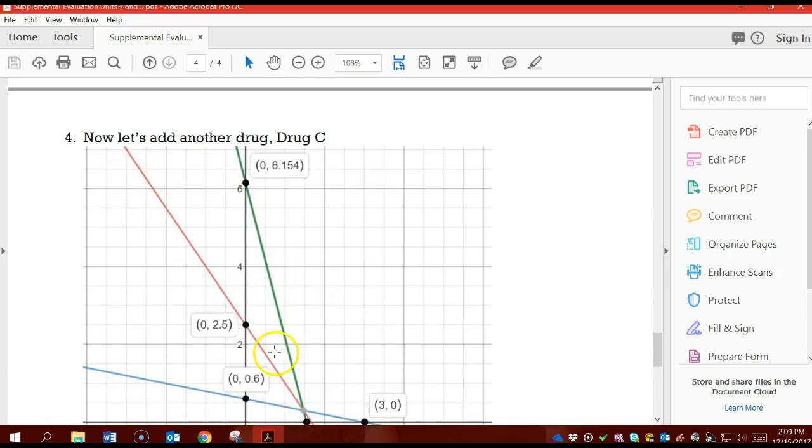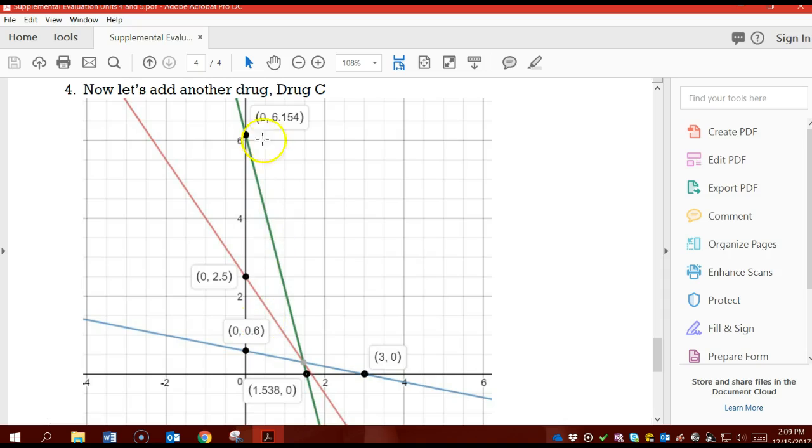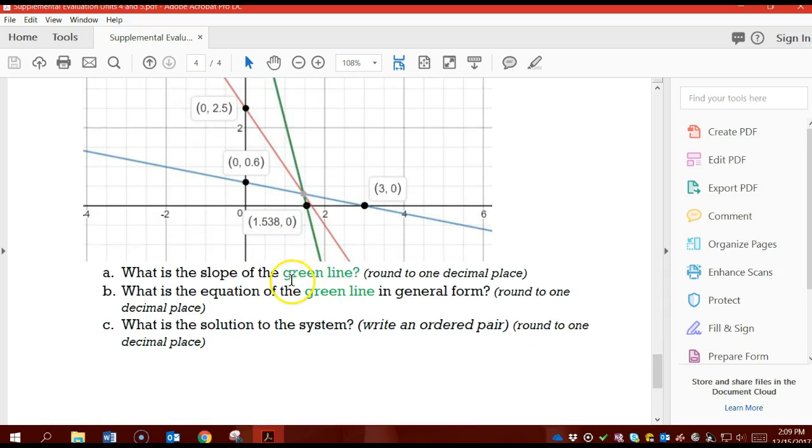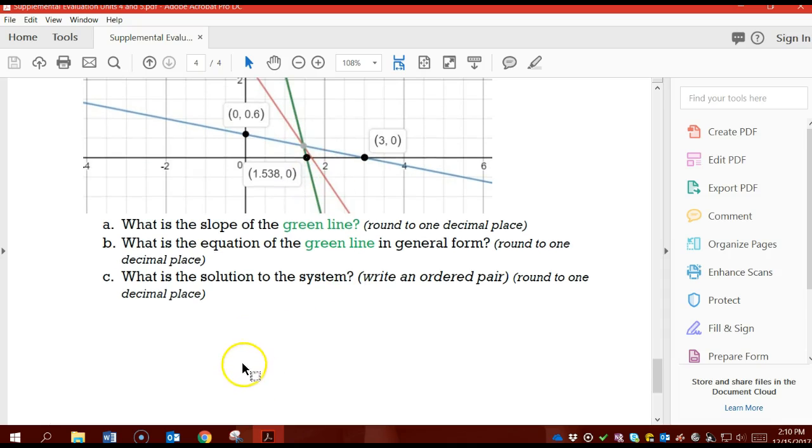Then, question 4 is the same situation. So drug A and B are the same, but we're going to bring in drug C now, and that's the green line. Again, what's the slope of that line? What's the equation in general form? And then again, what is the solution to this whole system? And again, there's a very easy way to do this and a very hard way to do this. I'll leave that one up to you.